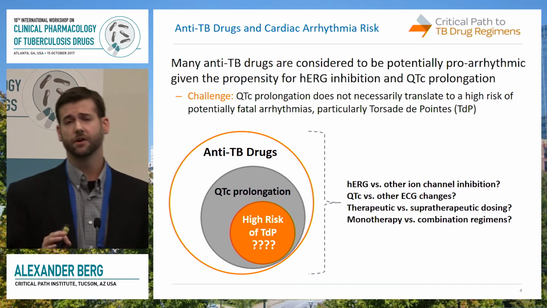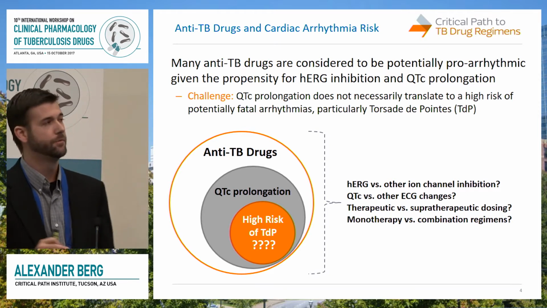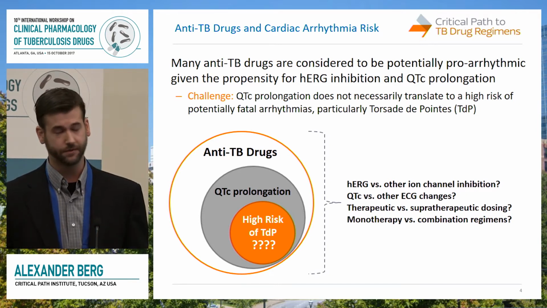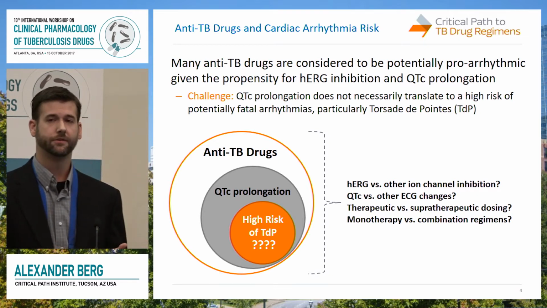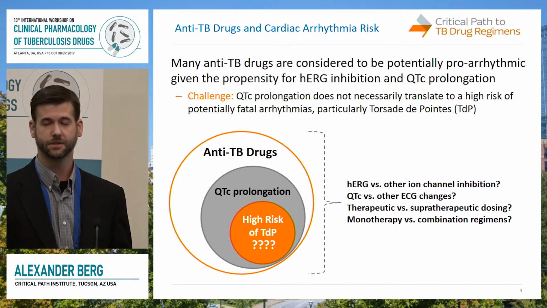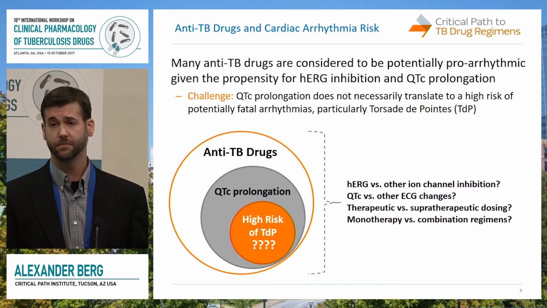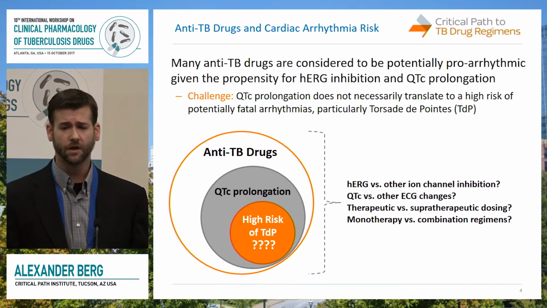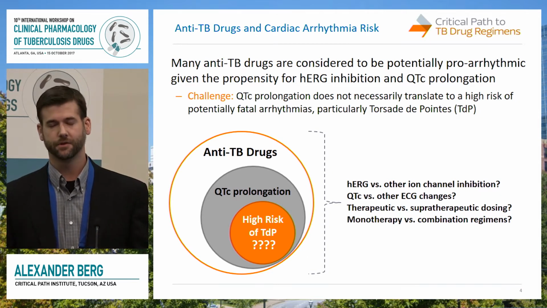Now, there's a challenge here, as in recent years, the QT interval has been called into question, that it may not be the best biomarker for predicting the likelihood of torsades de pointes clinically. That's because this is a multifactorial effect. There are questions related to the influence of the hERG ion channel inhibition versus other ion channel inhibition, changes in the QT interval versus potentially other ECG changes that may be of interest and may be better biomarkers of torsadogenic potential. Also, early in development, a question around what is a therapeutic dose versus a supratherapeutic dose.